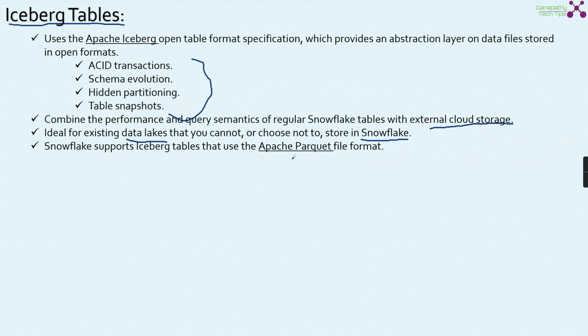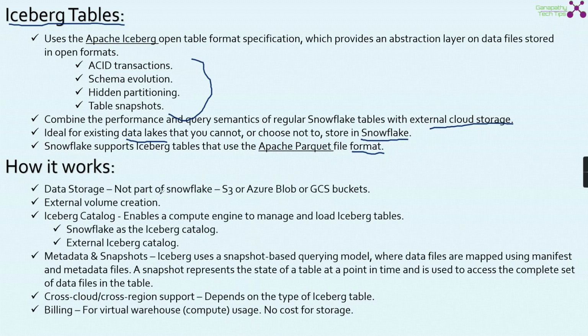Snowflake supports Iceberg tables that use the Apache Parquet file format alone. This is a very important thing to know. As of now, Snowflake supports Iceberg only for the Apache Parquet file format. So how does it work? What are all the various parameters which need to be tuned to enable this Iceberg table within Snowflake? There are some key things which are laid out in the Snowflake documentation.